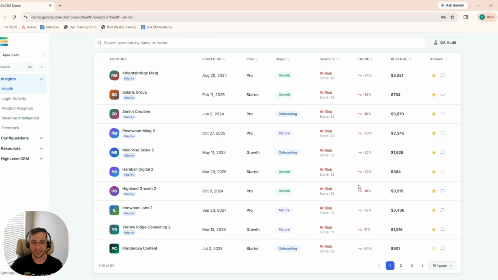Because the way a manager uses GoCSM is completely different compared to how a CSM uses it. A CSM is looking at an individual account and individual issues and trying to solve them one by one. What you're doing is looking at the entire portfolio, your team's performance, and whether the processes that you put in place are actually working. So, the first thing, your weekly pulse check starts right here in the health overview.